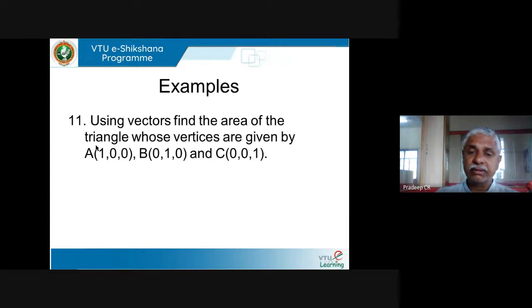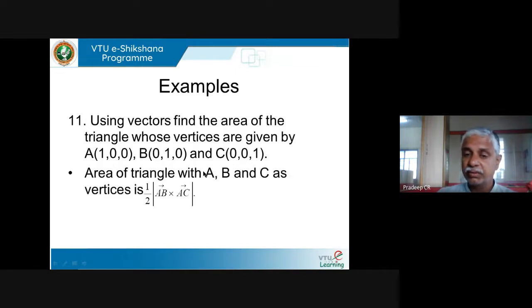Using vectors, find the area of the triangle whose vertices are given. So the vertices of the triangle are 100, 010, 001, a very standard kind of thing: the x-axis, y-axis and z-axis intercepts, 1, 1, 1. So how do I do this? I want to find the area of that triangle. These three vertices will define a triangle, and I want the area of that triangle.